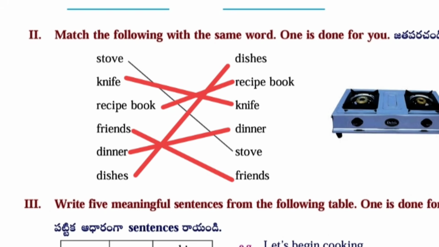Next, second one, match the following with the same word. One is done for you. Here also the same words are given on both sides. We have to match them. Knife, stove, knife, recipe book, friends, dinner, dishes.